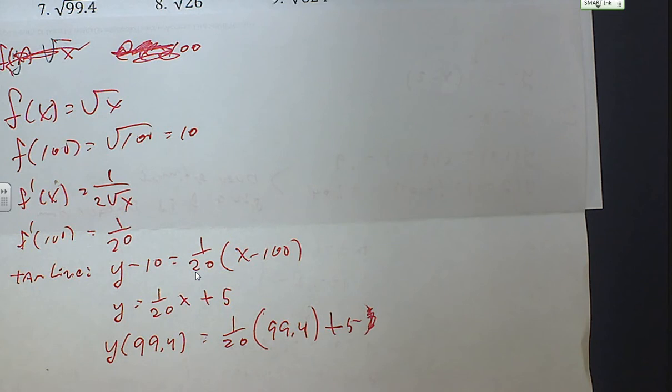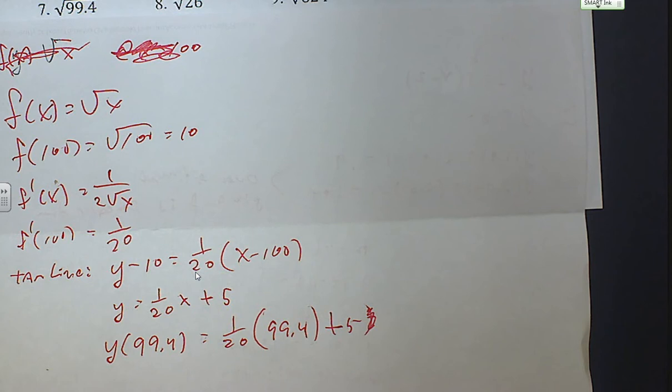Your calculator? Yeah. I thought you said don't. No, I didn't say don't. I don't know about you, but I don't want to divide 99.4 by 20. Well, that's fair. That's why I was wondering how this was gonna happen.